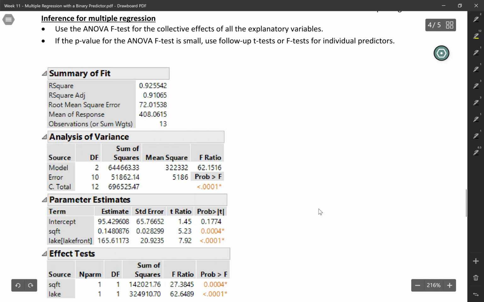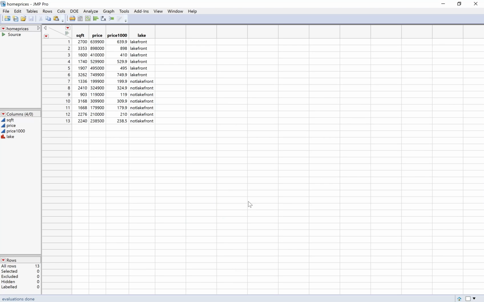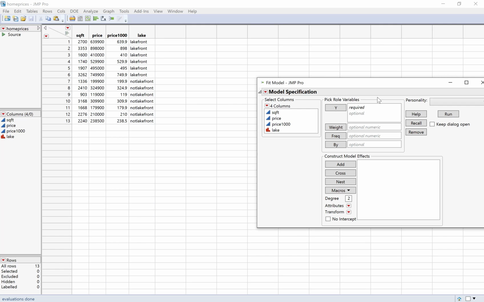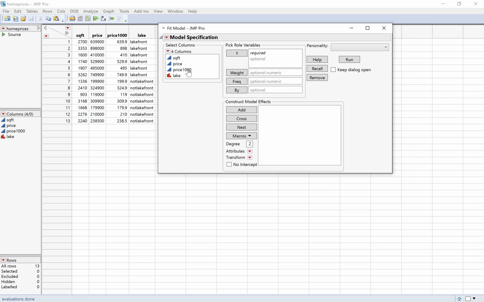In this video, we're going to talk about how to do inference for multiple regression using JMP. So let's start by setting up the model. Going back to this home prices data, I'm going to do Analyze, Fit Model, because I want more than one explanatory variable. I'm going to use price in thousands because I want to look at the sums of squares, and if my response variable is in hundreds of thousands, the numbers are just going to be way too big to deal with. So I'll do price in thousands, and then my explanatory variables are square foot and lake, the location.